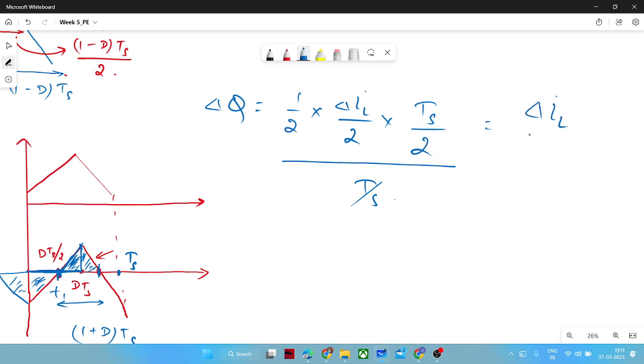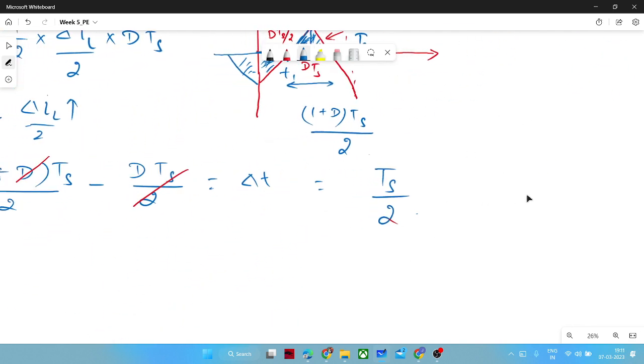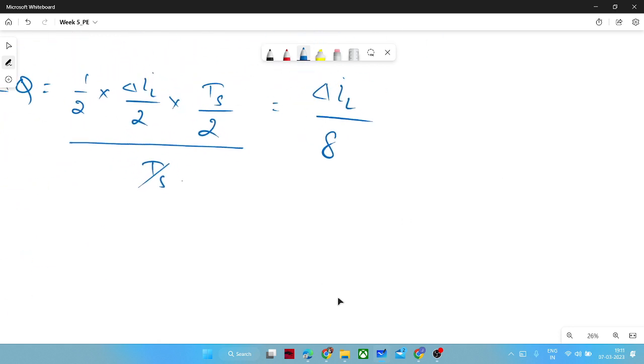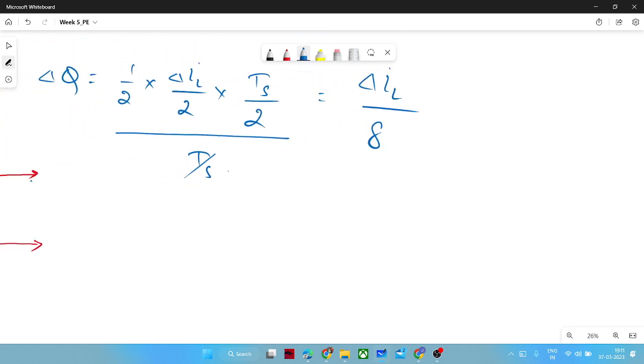Yeah, so now I remember this is the expression, del IL by 8. So now this is correct. And what is DT? Why Ts by 2?